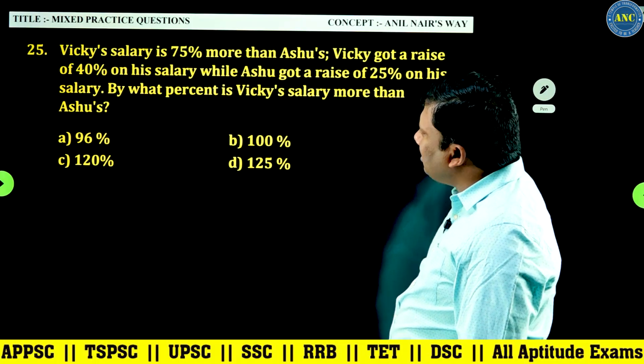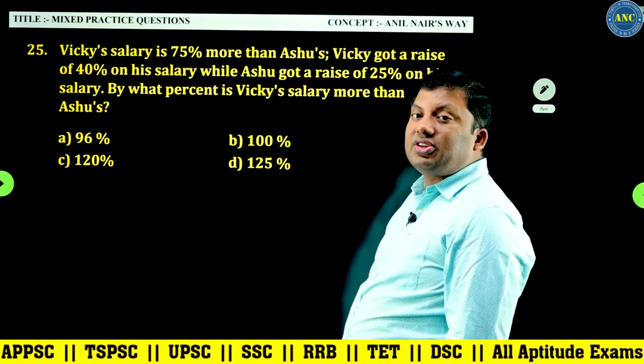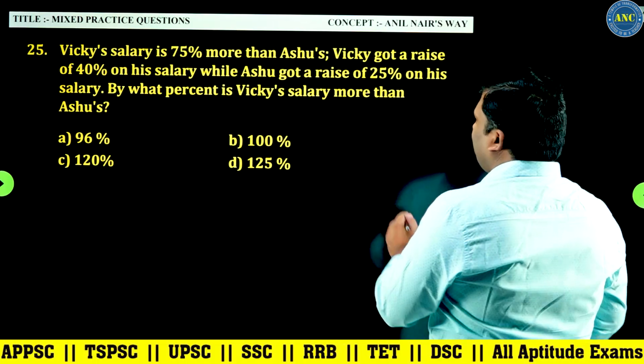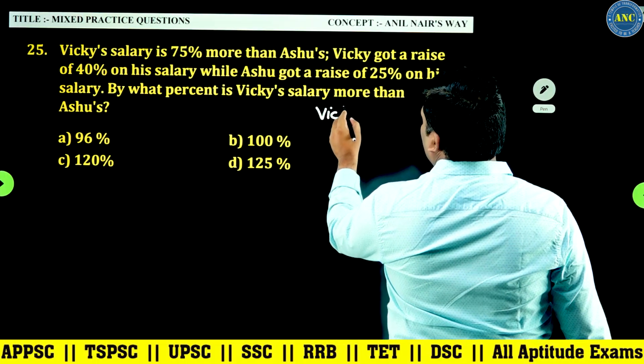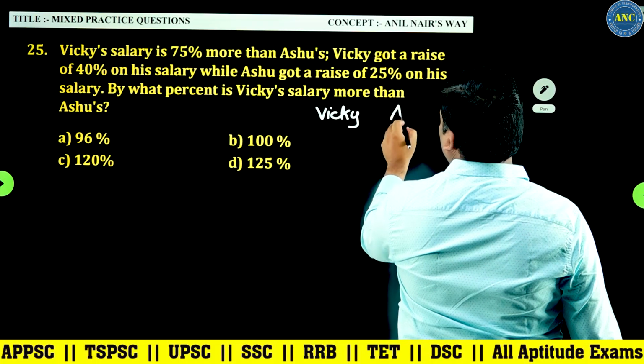Next one. Vicky's salary is. This is a question based on salaries. There are two people, Vicky and the next one is Ashu.